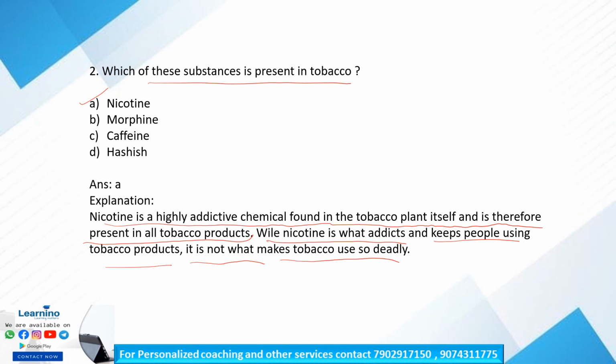Okay, then what is morphine? Morphine is a drug used in pain management. Caffeine, you all know about coffee. Caffeine is a substance present in coffee beans. Then what is hashish? Hashish, also known as hash, is a processed part of the cannabis plant. They are also called ganja or bong. Okay, then next question.